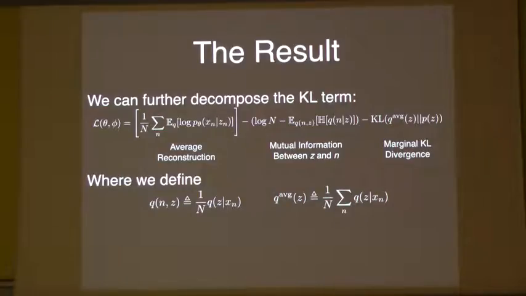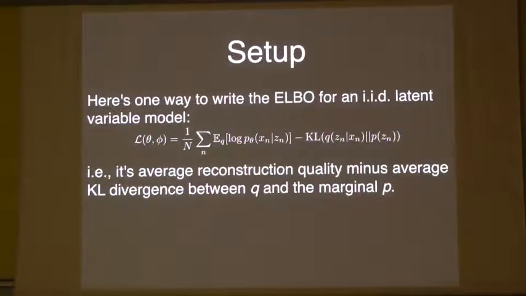This work is really about further decomposing this KL divergence term that shows up in this equation, right? So on the left, we've got this average reconstruction quality. On the right, we've got the average KL divergence between the posterior approximation that we wind up with and the prior, if you like, on Z, or the marginal distribution of Z.